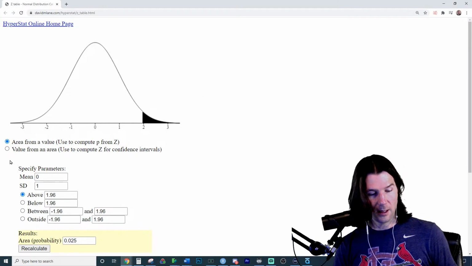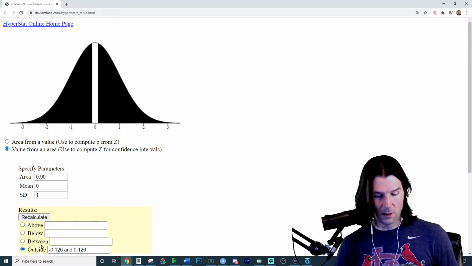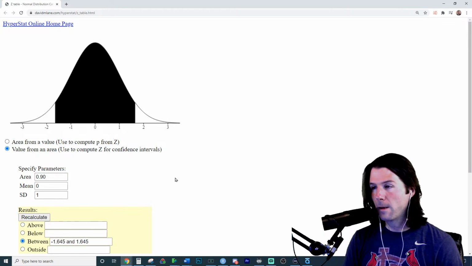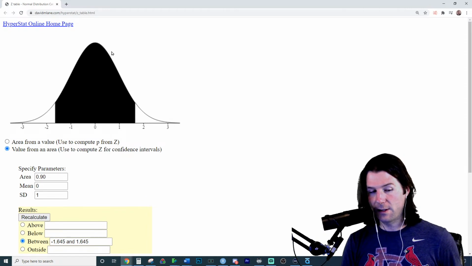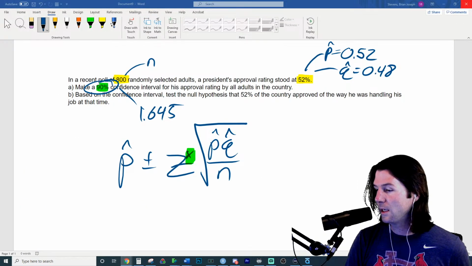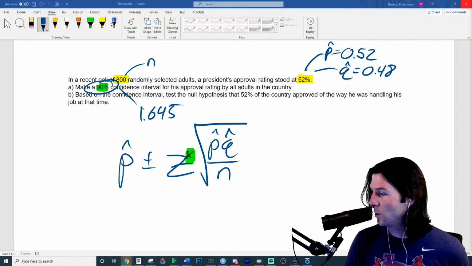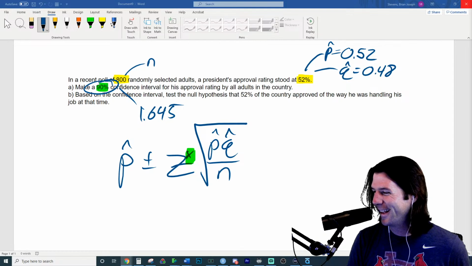And we want to go here, go to 90%. And then you have to graph the middle and, whoops, between. There we go. 1.645 is the z-score. And so that is the z-score we are obtaining right there.